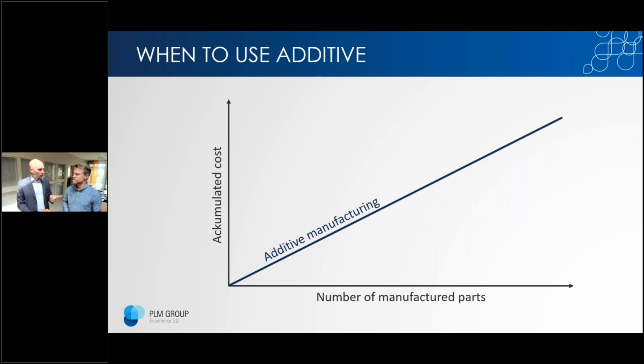Whereas if you have injection molding, then you need to buy a tool. So you have a high initial cost. Yeah. But then the cost per part is lower, of course. Yes. So then you have this intersection here. So this intersection has moved throughout the years. Right. So how do you mean moved?